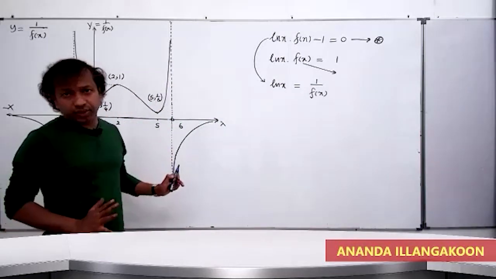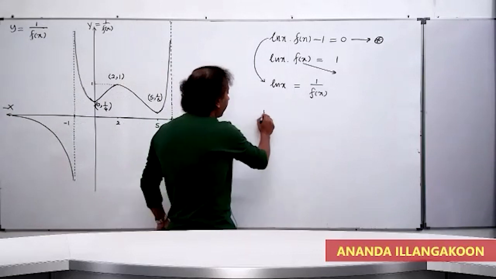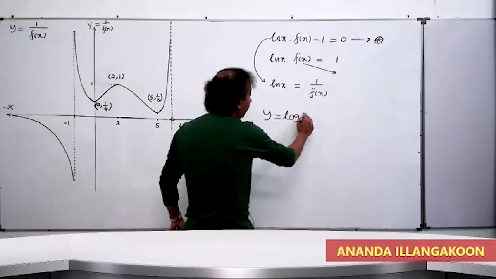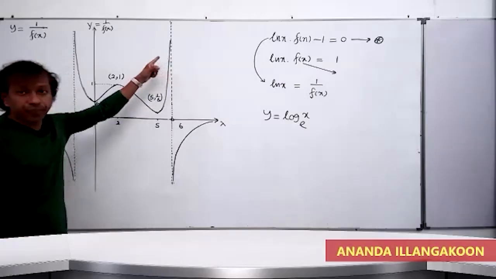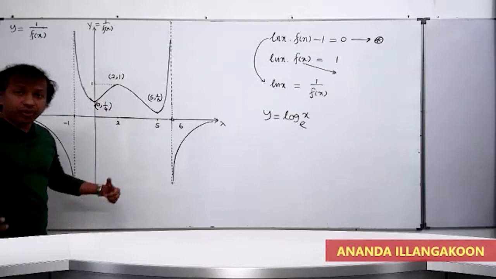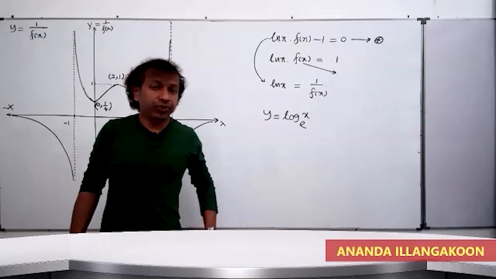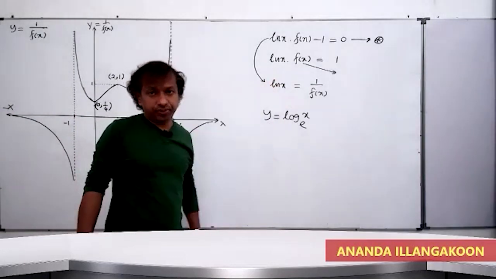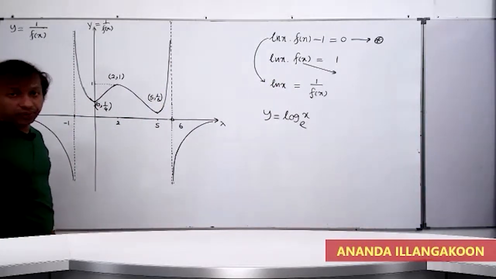And the ln x graph. When we draw the ln x graph, ln x means y equals log x to the base e. When we draw the y equals log x graph to the base e on the same plane, that graph and this y equals 1 upon f(x) graph intersect at some points. For those points, there are x coordinates. Those x values are the roots of this star. Then now we have to draw this y equals log x graph.